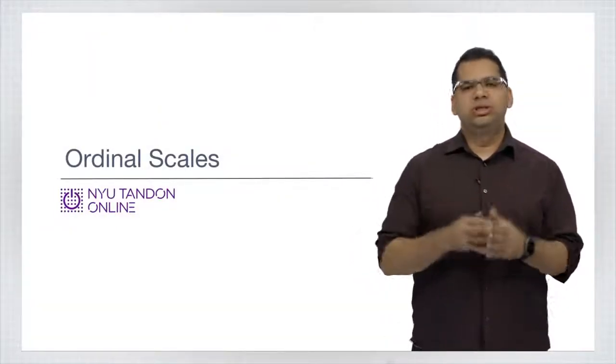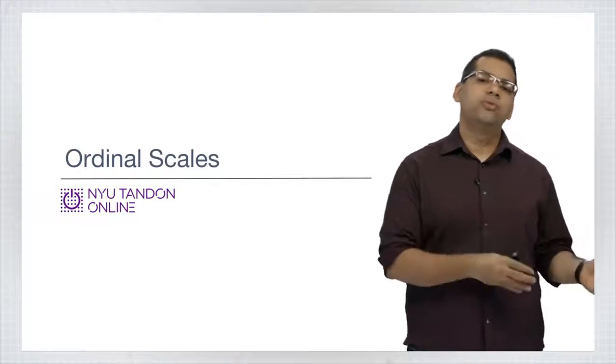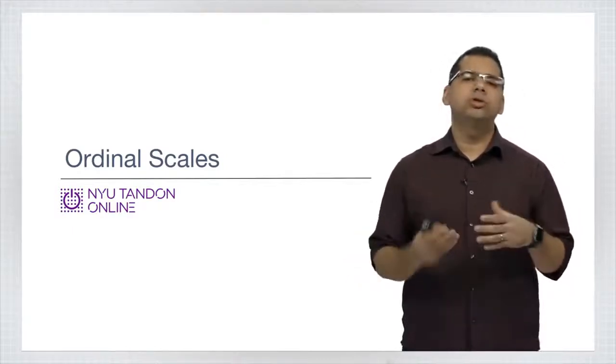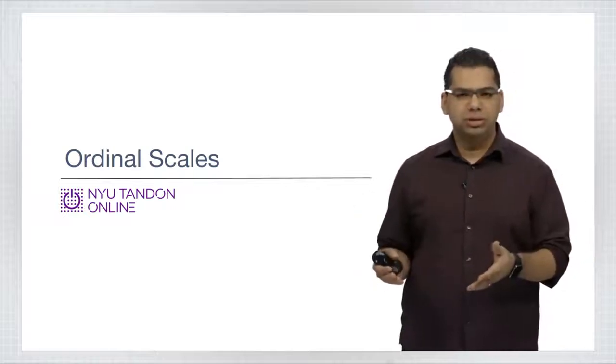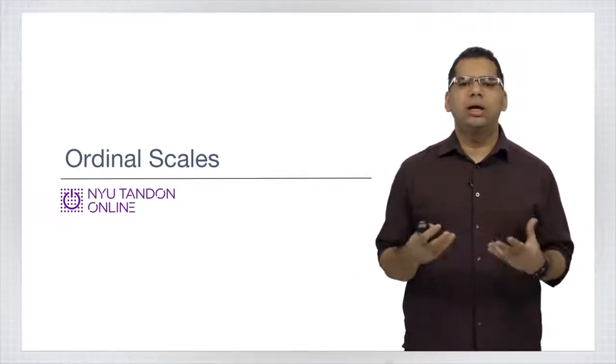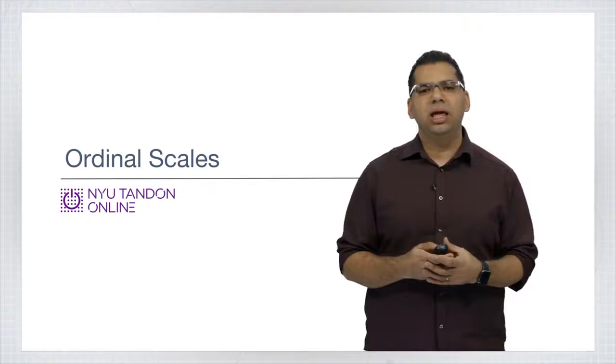D3 provides you with different types of scale when you want to convert numbers to numbers, but it also provides you with scales when you want to convert categorical values to numbers. And those types of scales are what we call ordinal scales.